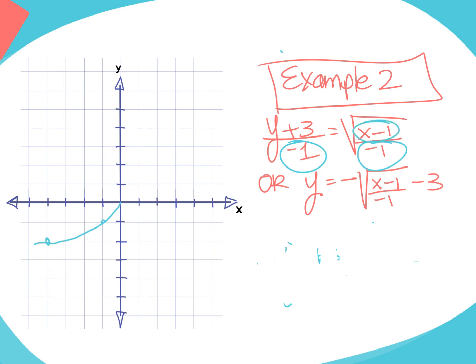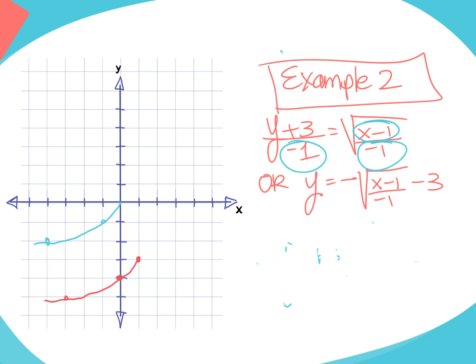Because careful, it's changing the signs. I'm going to use a different color for the graph. I'll get the red again. So it's moving 1 unit to the right and it's moving 3 units down. 1, 2, 3. So you see, and again, don't forget it's a unit. It's 1, 1 and 2, 4. You see?